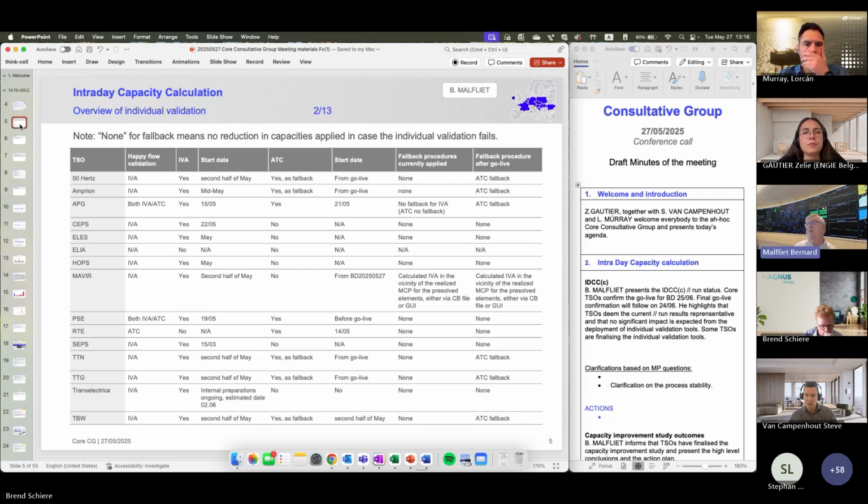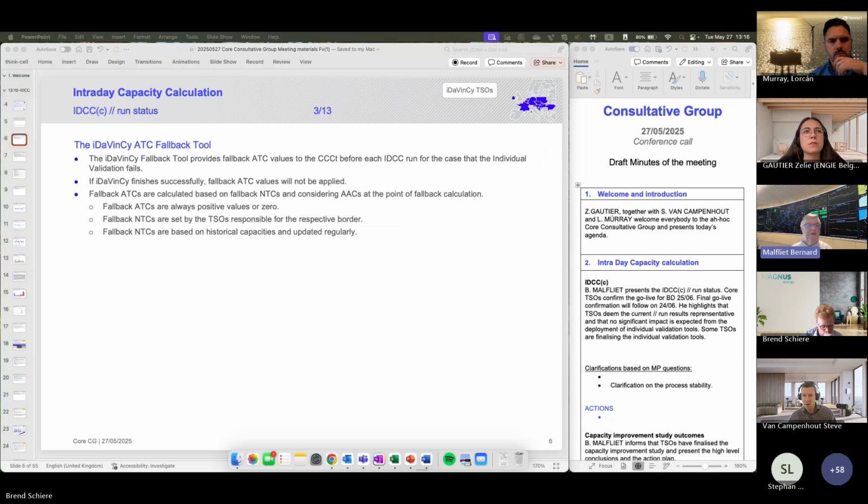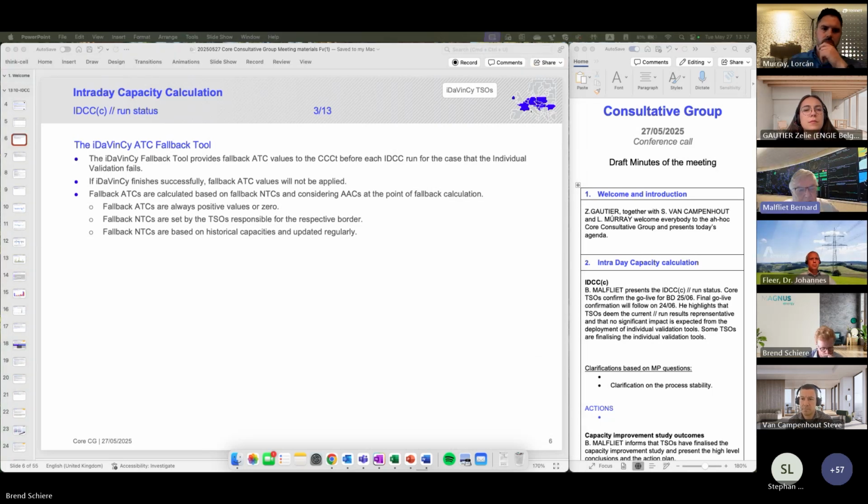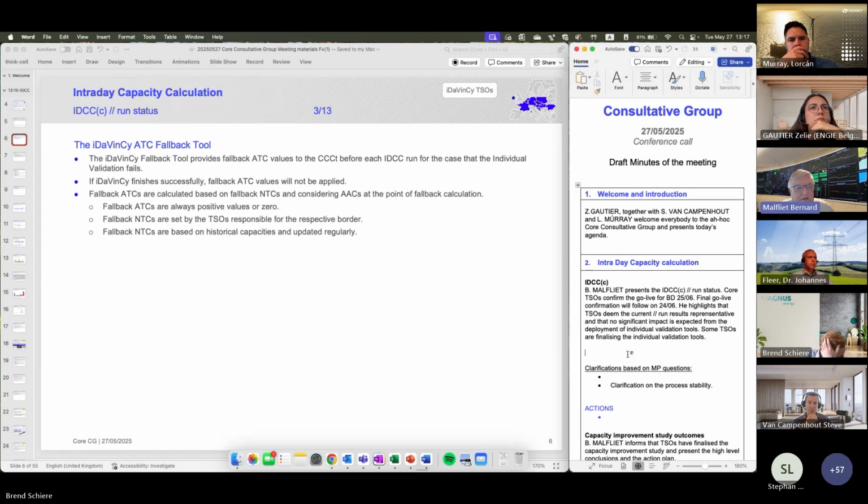If you want to have more information on the iDaVinci ATC fallback tool, it's on the next slide very shortly. The tool in the beginning of the run provides fallback ATCs. So that's when the process starts, at the beginning of the 40 minutes. If the process is successful, then these ATC values are ignored. But if the process fails for a reason, so in an exceptional case, then these fallback ATCs will be applied as an ATC validation. They're always positive or zero, usually positive.